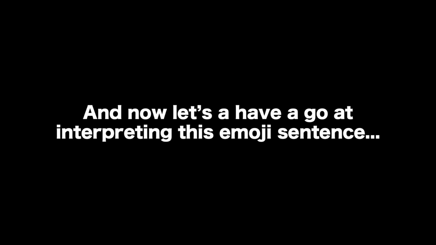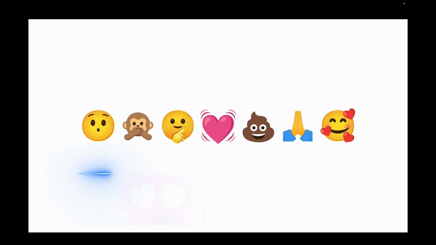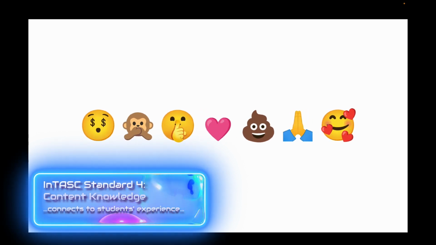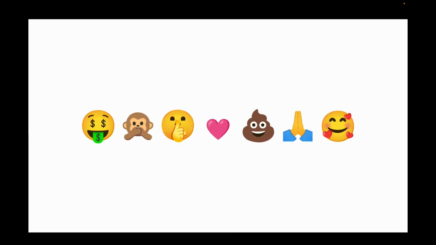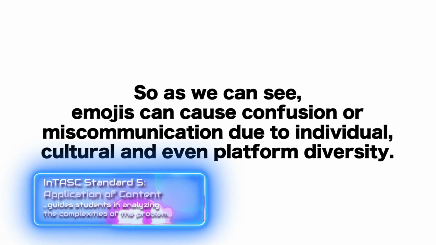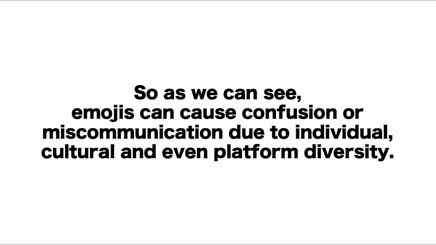And now let's have a go at interpreting this emoji sentence. So, make a sentence using the emojis seen here. Here's an example of one. A cheeky rich monkey gossips about love and poop, but asks for forgiveness from the one they love. So as we can see, emojis can cause confusion or miscommunication due to individual, cultural, and even platform diversity.